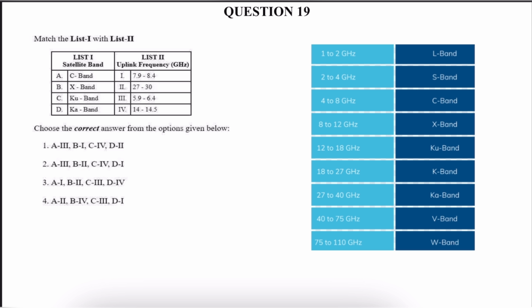The frequencies used in satellite communication. For L band, these are the frequency bands used in satellite communications. C band is 4 gigahertz to 8 gigahertz. So 4 to 8 means C is 3. That is 5.9 gigahertz to 6.4 gigahertz.